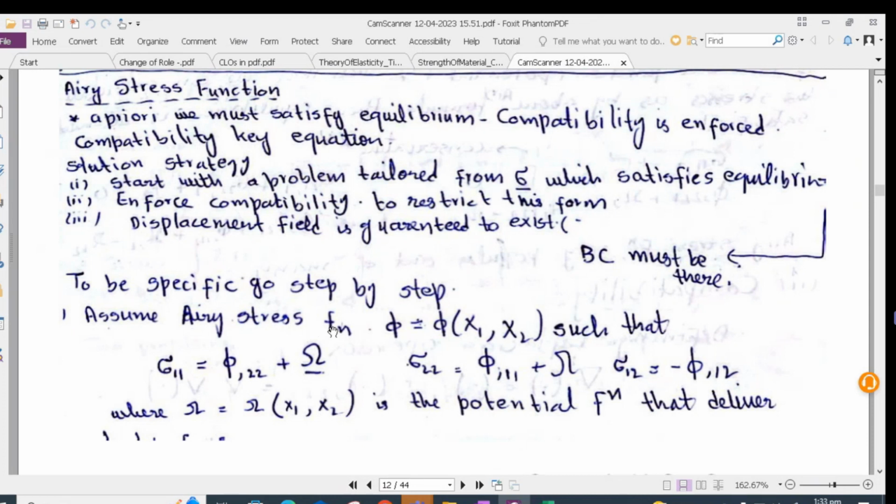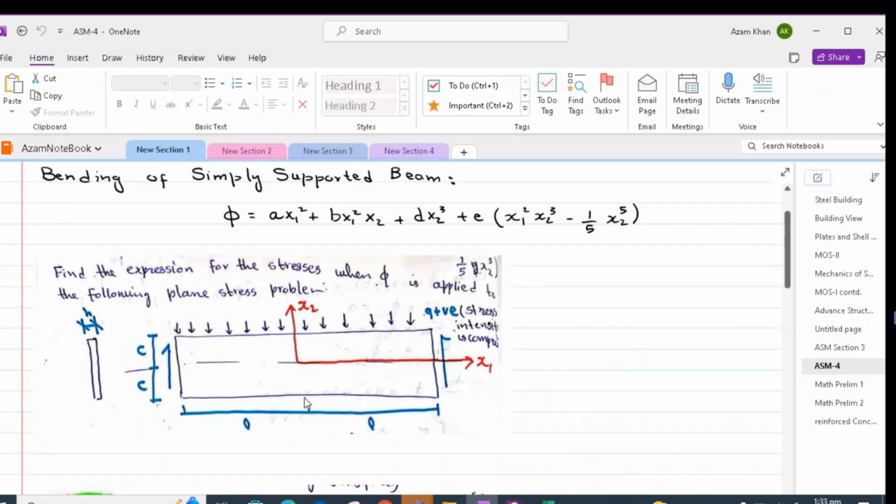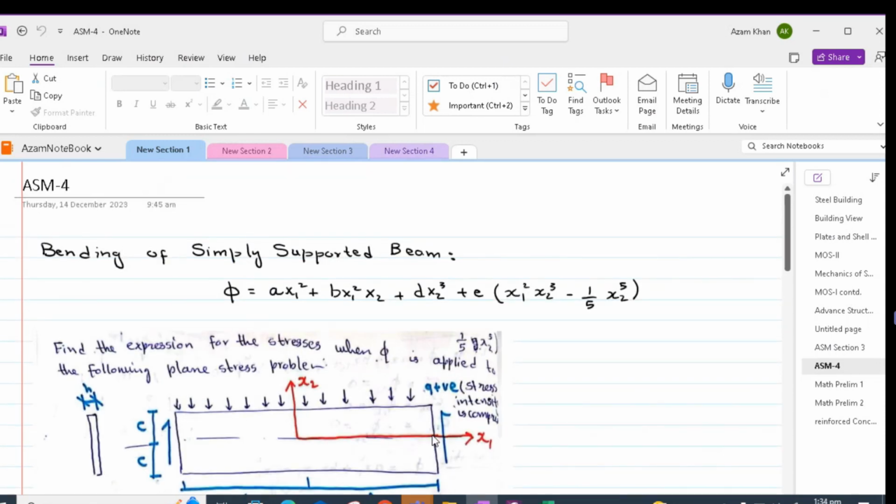Thus, for a stress function phi, the Airy stress function, sigma 11 is equal to phi comma 22 plus omega, sigma 22 is equal to phi comma 11 plus omega, and sigma 12 is equal to minus phi comma 12. We said that omega is actually a potential function. We will now use this Airy stress function to analyze a simply supported beam subjected to uniformly distributed loading.